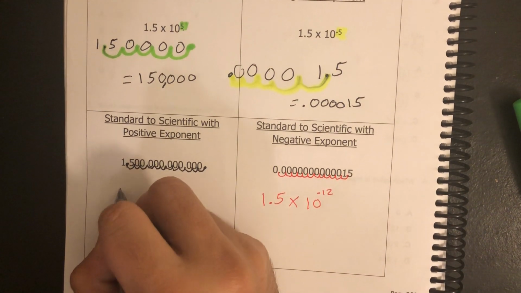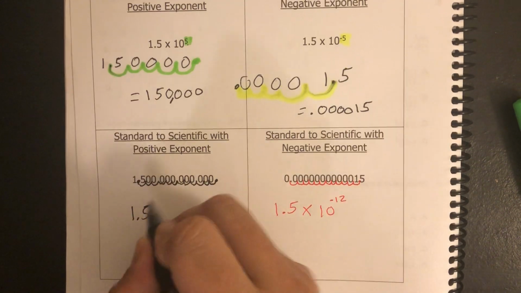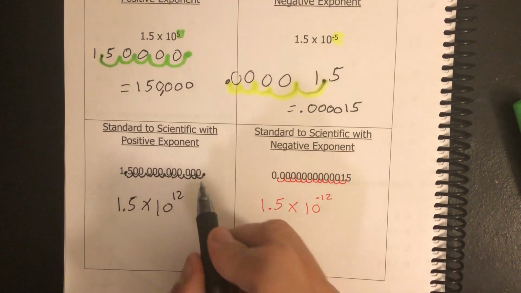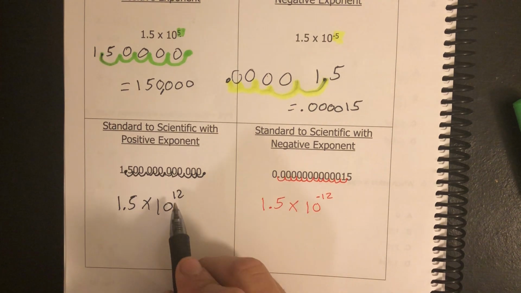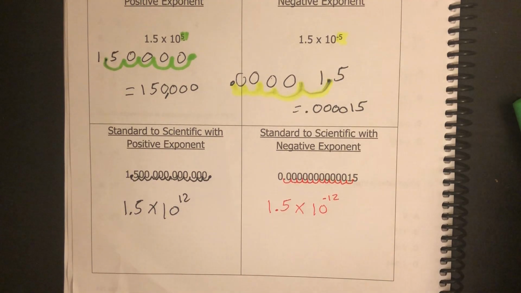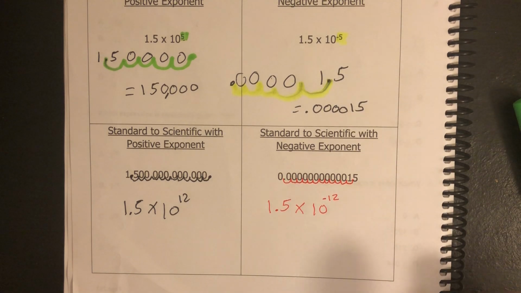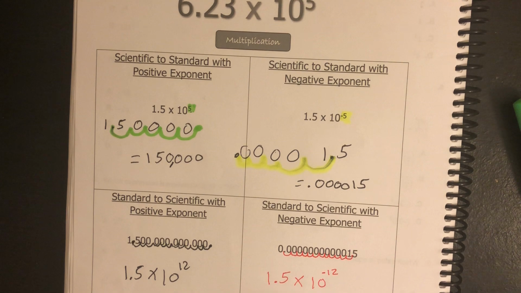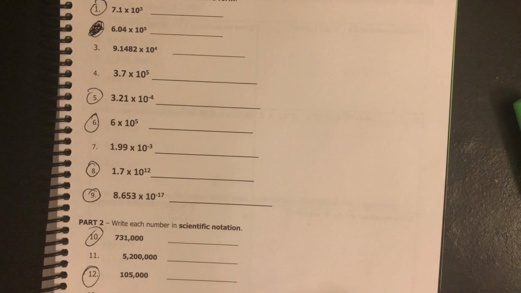So you see, I'm going to have 1.5 times 10 to the power of 12 because it was 12 humps, and it's a positive 12 because this was a big number. Okay. So these are the four different ways that you can convert. So now what we're going to do is we're going to go to the next page and we're going to do a couple examples. Okay.